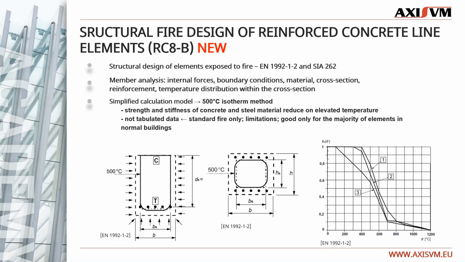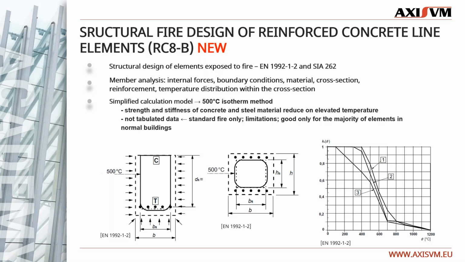We applied a simplified calculation model called the 500 degree Celsius isotherm method, where we consider only concrete parts where the temperature is below 500 degrees, and we neglect the outer damaged concrete layer. We consider the reinforcements, the rebars, with stiffness and strength parameters according to their actual temperature. We consider different temperature for every rebar, so it is a very economical and accurate calculation.